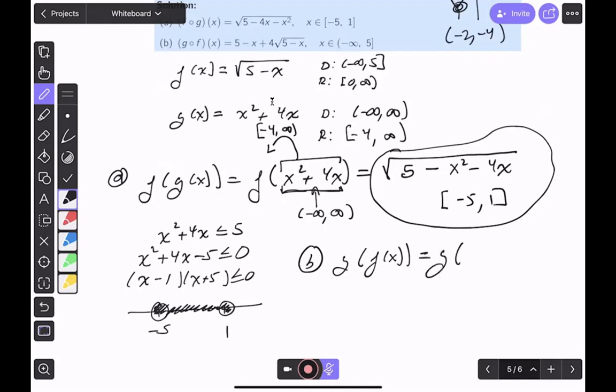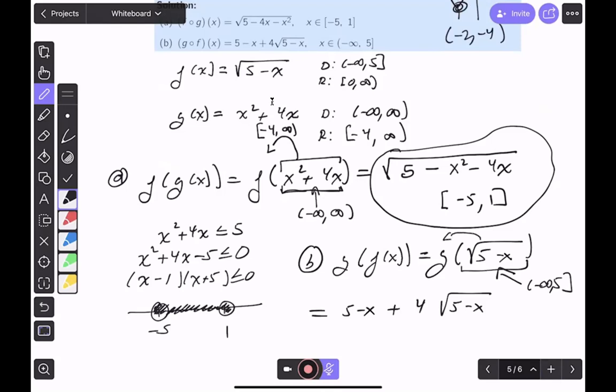What's f of x? The root of 5 minus x. What does g do to the argument? It squares it. Well, if you square that argument, you would get 5 minus x plus 4 times the argument, which is 5 minus x. Let's take a look at it. And who's coming in? We're talking about f now, right? F allows in minus infinity up to 5. And what does he give back? He gives back 0 to infinity.